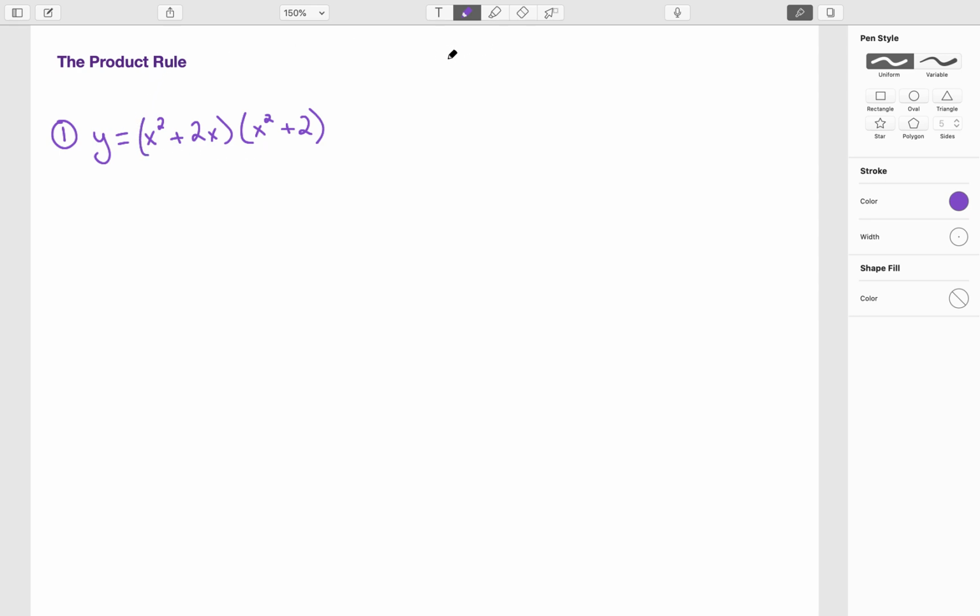And we saw that the rule says that if you have two things multiplied, u times v, that goes to, and it's in your log tables, u multiplied by dv dx plus v multiplied by du dx. Now, what are u, v, dv dx and du dx? What is all of that?